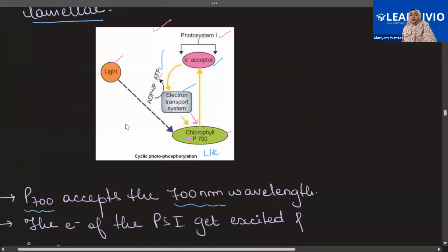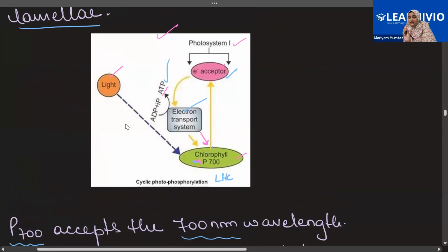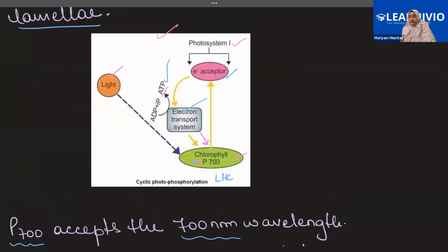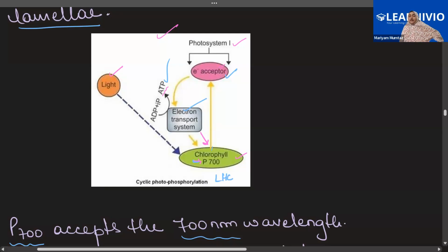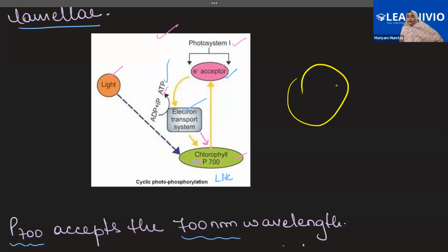Now what happens? Whenever the light energy is incident on the P700, the electrons get excited, they jump and they are accepted by the electron acceptor. After that, they are sent to the electron transport system for continuation. Do you see how the cycle has to be continued?